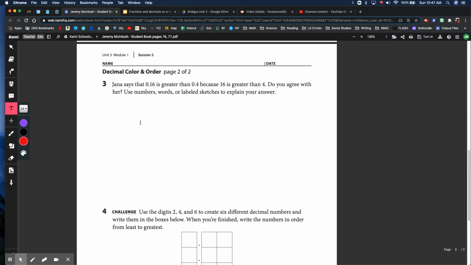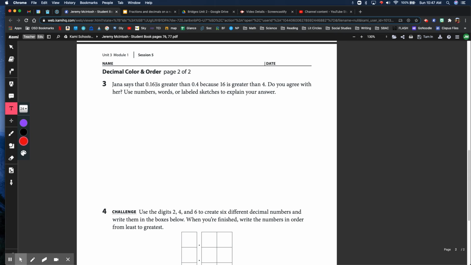And then number 3 on the next page says, Jana says that 16 hundredths is greater than 4 tenths because 16 is greater than 4. Do you agree with her? Use words, numbers, or labeled sketches to explain your answer. So think about the place value, okay?